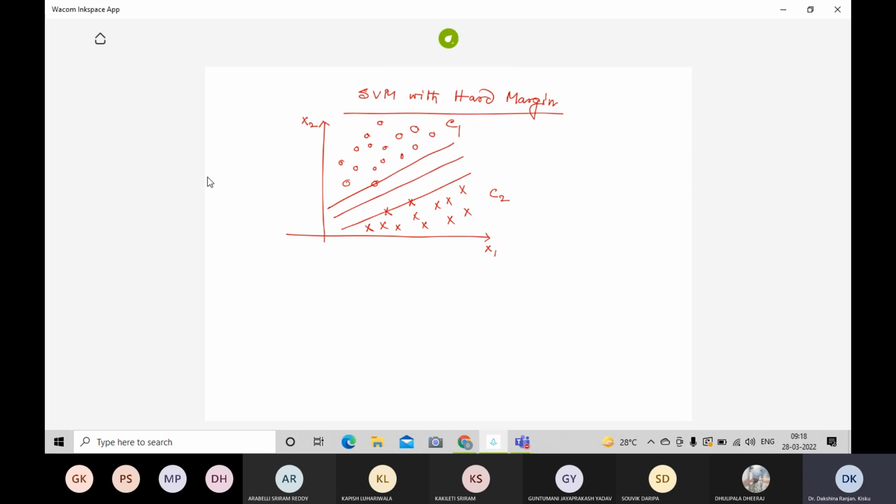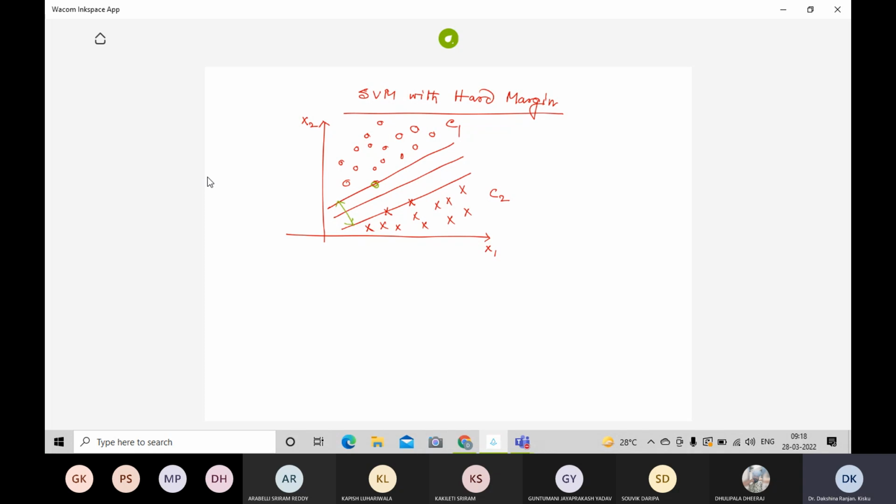Now here you can see that there is only one support vector on the margin for class C1. So here you can see, this is the support vector which is on the margin which is used for class C1, and there are two support vectors on the region of class C2. So here you can see that the support vectors are on the margin which is used for class C2. Okay, and this is the distance that we want to maximize.